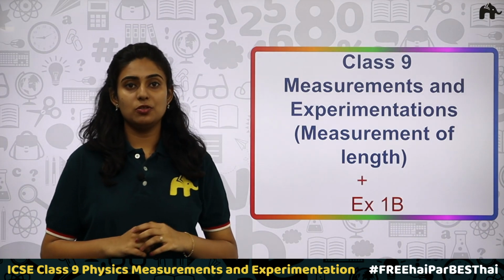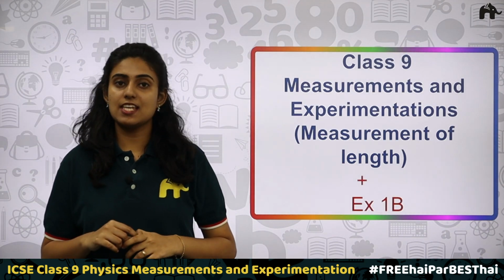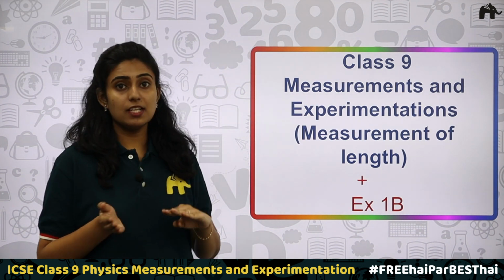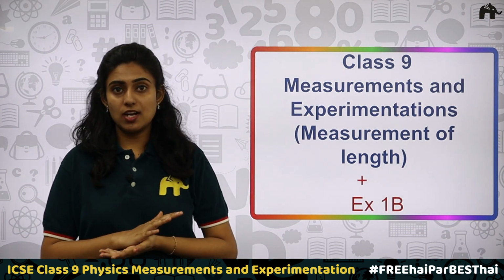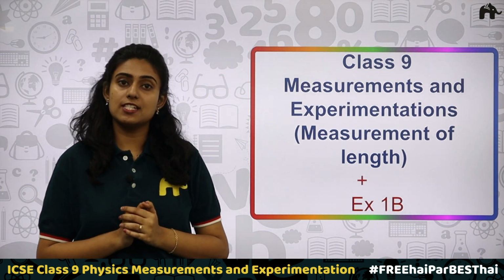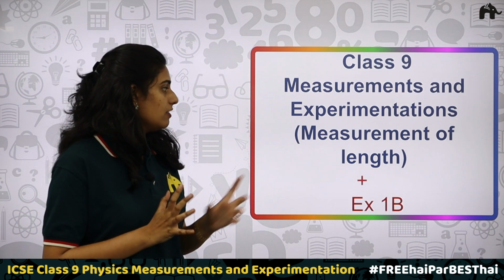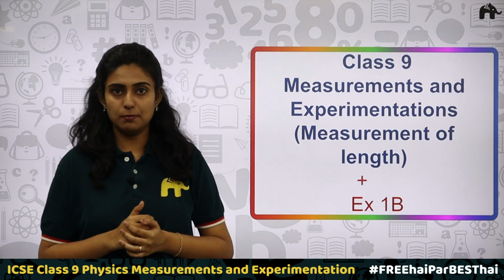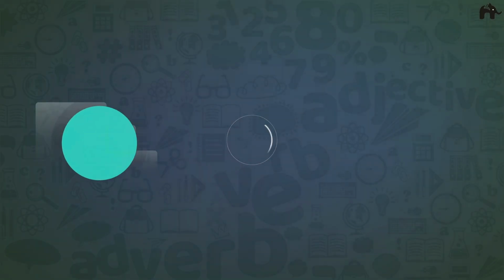In today's class, we are going to discuss ICSE Class 9 Physics Chapter 1 Measurements and Experimentations. We have discussed the topic of different fundamental quantities and their SI units in the previous session. Also, we have solved questions from exercise 1A. So, here we'll be discussing the topic measurement of length and solving questions from exercise 1B. Are you ready for the session?